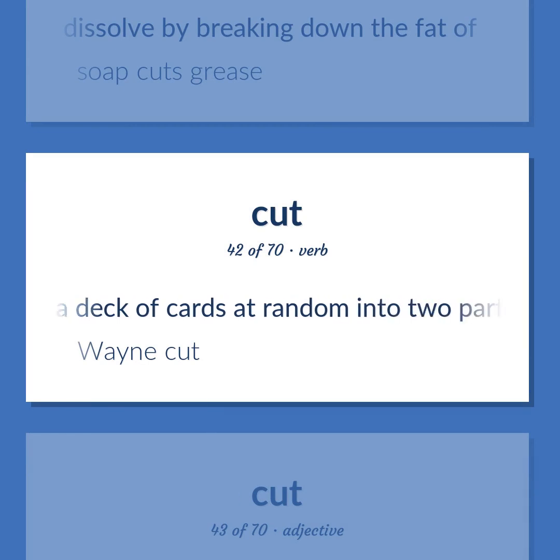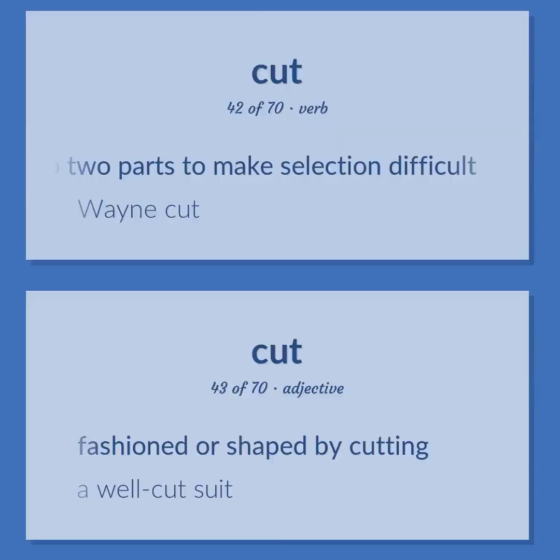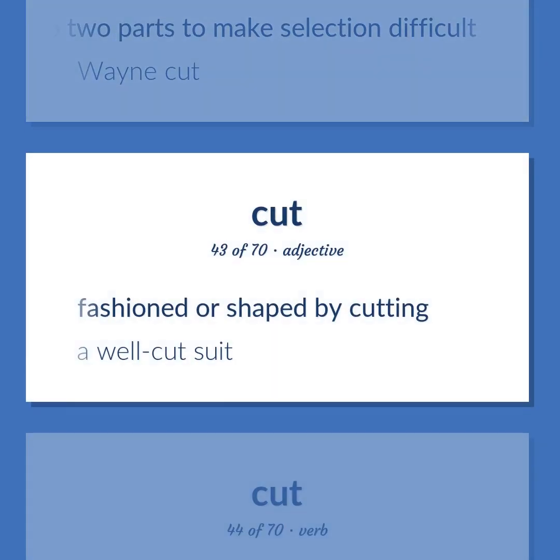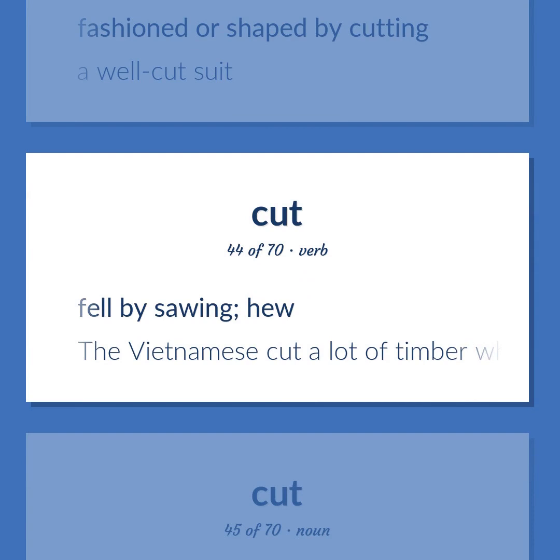Divide a deck of cards at random into two parts to make selection difficult. Wayne cut. Fashioned or shaped by cutting. A well-cut suit. Fell by sawing, hew. The Vietnamese cut a lot of timber while they occupied Cambodia.